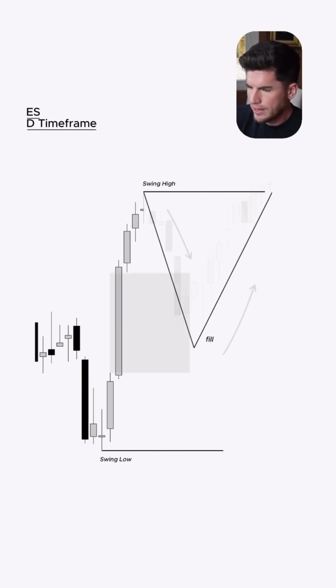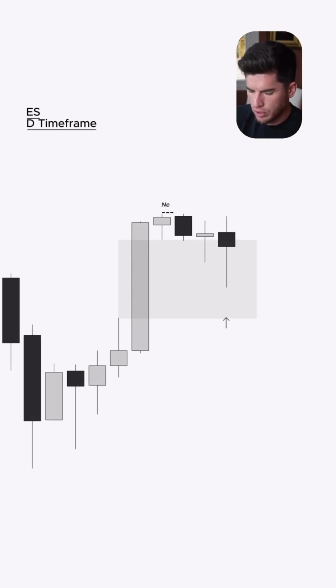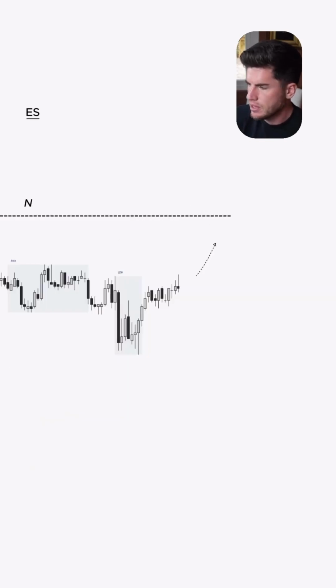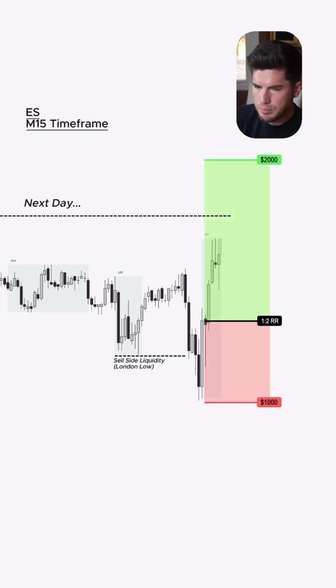One of the biggest draws on liquidity you will ever rely on are daily gaps. I'll run through recent price action on ES on a daily time frame and show you how reliable this is as a draw on liquidity, which gives you a very clear bias for the day.